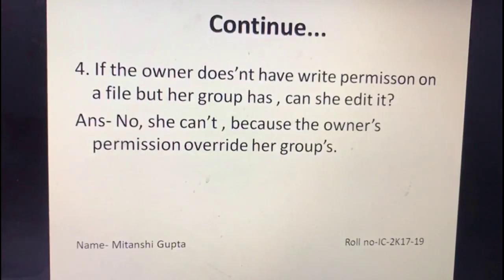Now the fourth question is, if the owner doesn't have write permission on a file but her group has, can she edit it? So the answer is no, she can't, because the owner's permission overrides her group's.